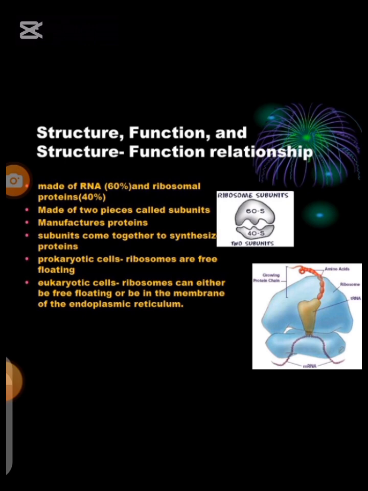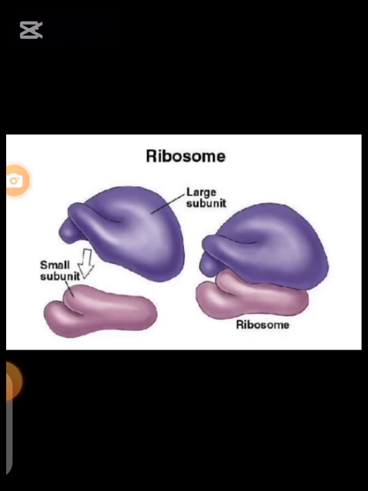If we talk about the structure of ribosomes, they are made up of 60% RNA and 40% proteins. They consist of two pieces which are called subunits. These subunits come together and synthesize proteins. Eukaryotic ribosomes are slightly larger than the prokaryotic ribosomes. Ribosomes are basically responsible for protein synthesis.